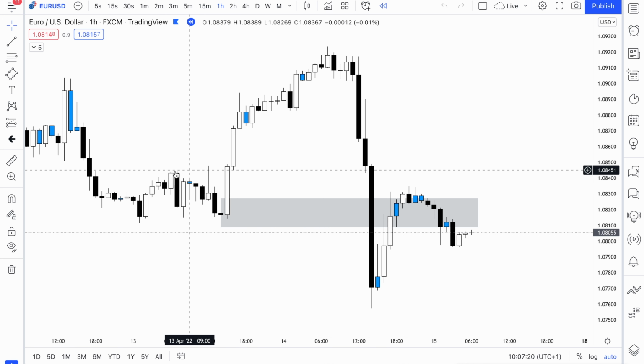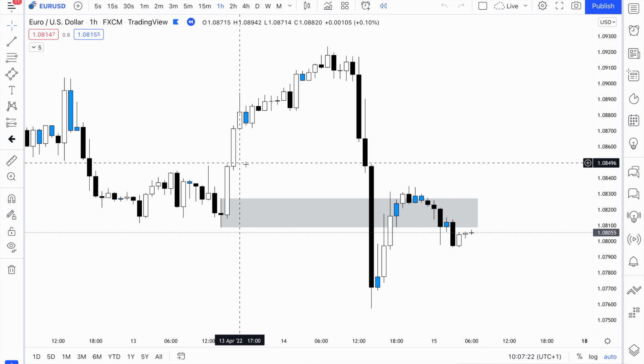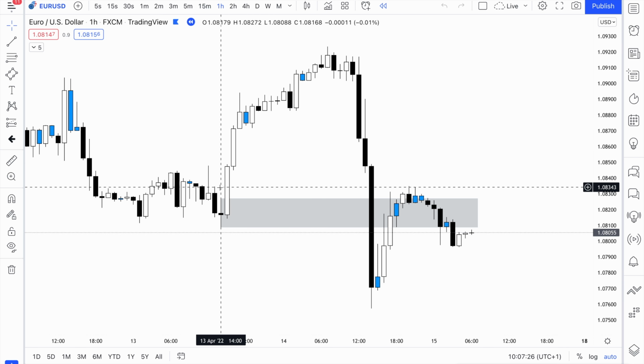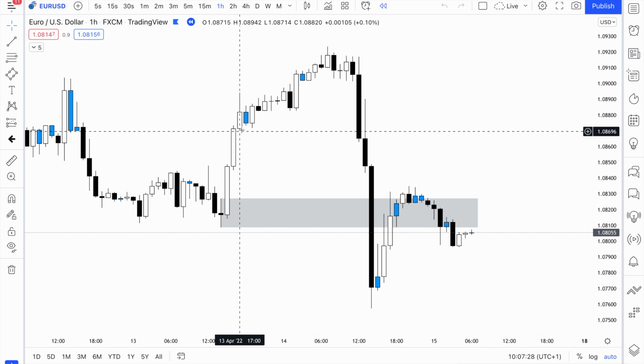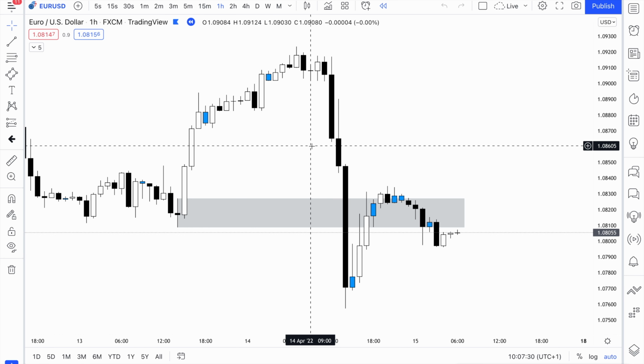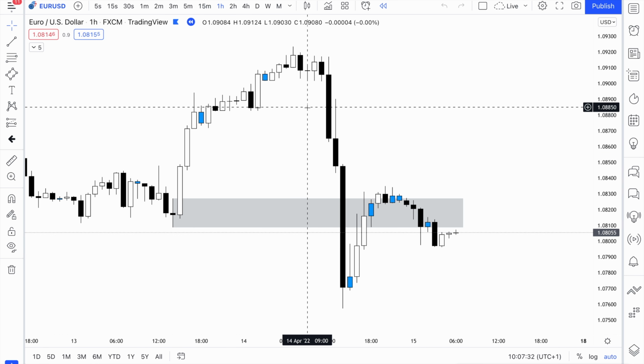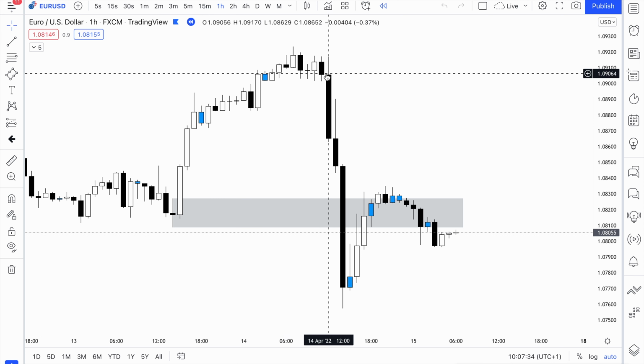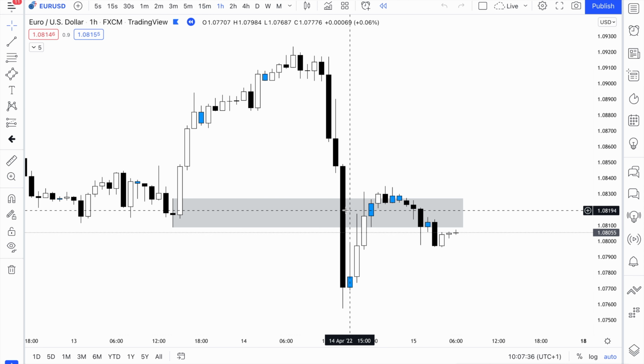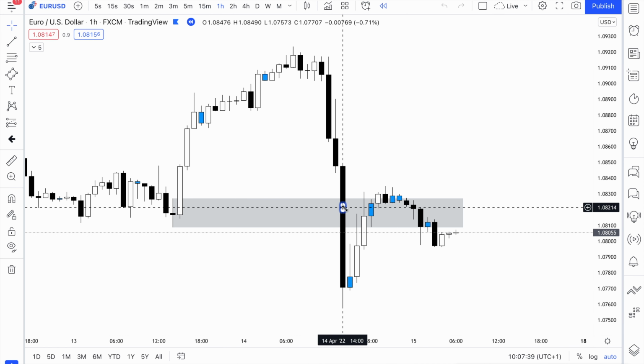However, this still meets our criteria as a valid demand zone to be looking for a long. So we've got our imbalance, we've broken this structure, and this has been an impulsive move. Now, as this is a higher time frame point of interest, we are looking at what happens on the lower time frame as we get further down.